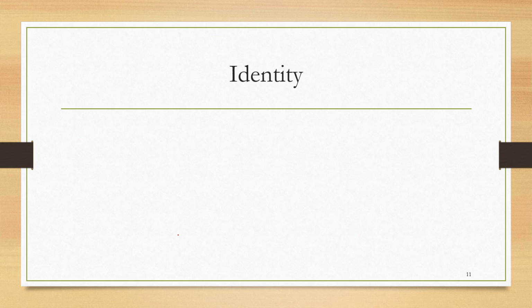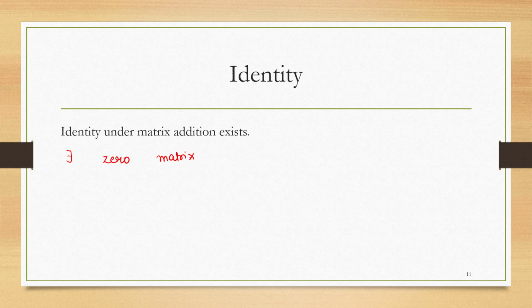Now comes identity. So in matrix addition, identity always exists. What do I mean by identity? Identity element in a set under some operation exists means there exists some element such that I add it to every other element, I get the same answer. That means there exists here in particular the 0 matrix, such that for every other matrix A, if we take a suitable order matrix having all entries 0, we will get A plus 0 is A.